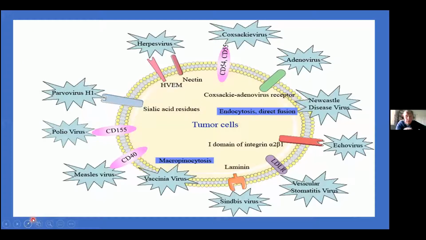Now, this rather complex looking diagram, don't get frightened by it. This just gives an indication around the edge. You can see all these little blue starry viruses. These are examples of viruses which have been used either naturally as oncolytic viruses, or they've been genetically modified. And you'll see that most of them are attaching to a receptor, which enables them to then get into the cell. But they don't always use this mechanism. Newcastle disease, for example, fuses directly with the membrane, and this is a non-specific mechanism. The same thing with vaccinia virus, which is one of the ones now being commonly used. It uses a similar process, so it's not using a highly specific receptor.